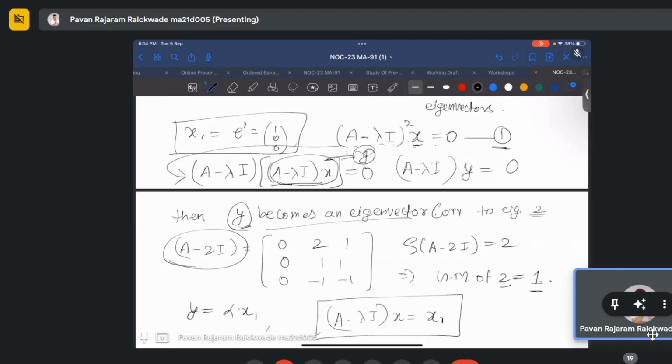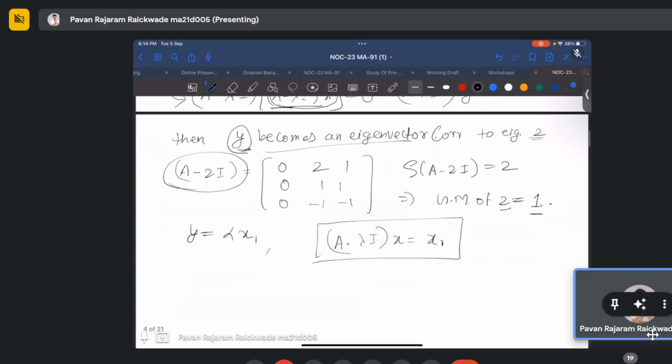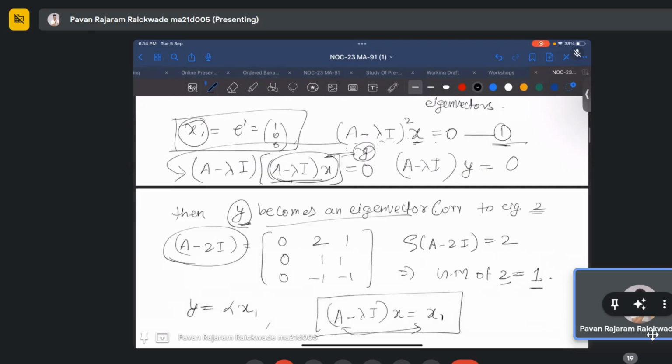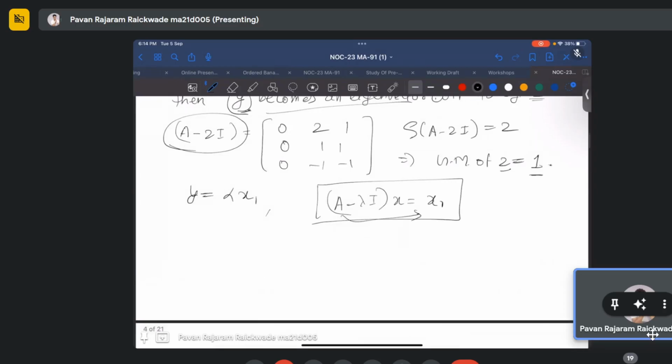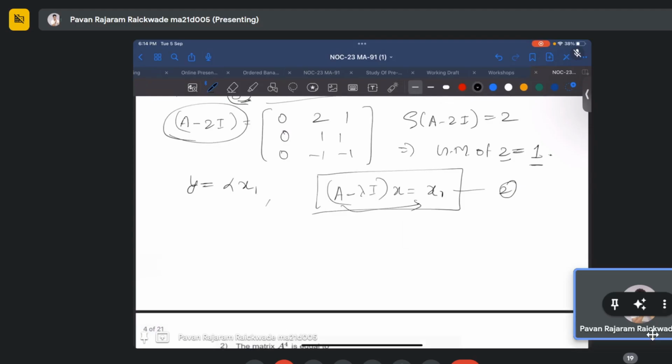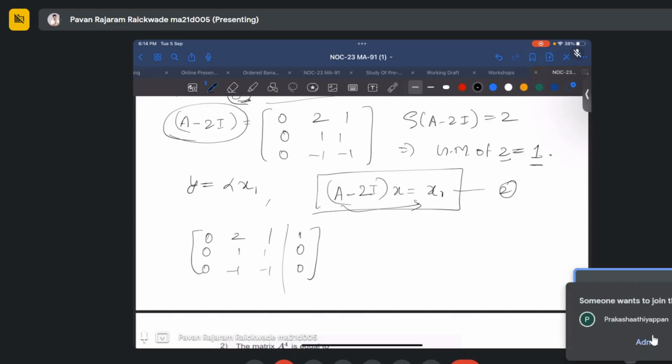But as we know, there is only one eigenvector corresponding to eigenvalue 2, which is this x1, right? Hence we get (A minus lambda I) x equals x1. So I need to solve this equation in order to solve equation number 1. That's equivalent. So let's see if there exists a solution for this. I'll call this equation number 2. Now A minus 2I, just replace 2 here: 0, 2, 1; 0, 1, 1; 0, minus 1, minus 1, at x1 which is 1, 0, 0. Do we have a solution for this?